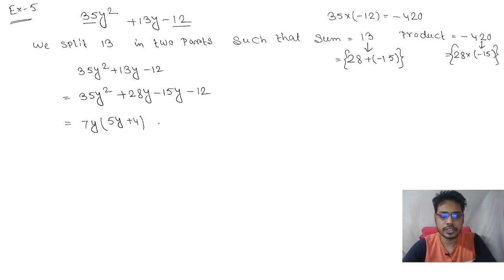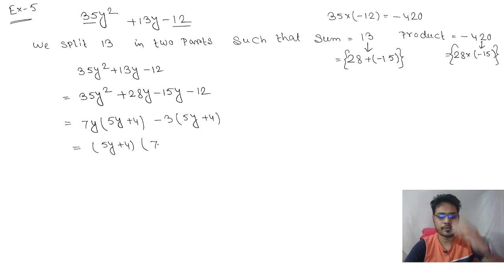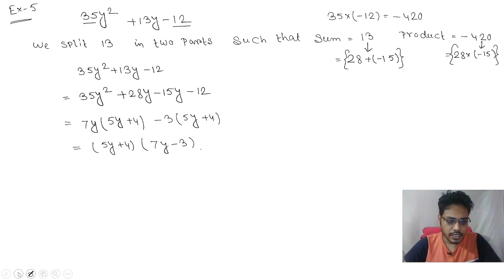Now take minus 3 common. It will be 5y plus 4. So you can see 5y plus 4 is common in both these cases. So here we take 5y plus 4 common. So the leftover is 7y minus 3. That means we can say 35y square plus 13y minus 12 is equal to (5y plus 4) into (7y minus 3). Now we will continue this in the next example, example number 6.